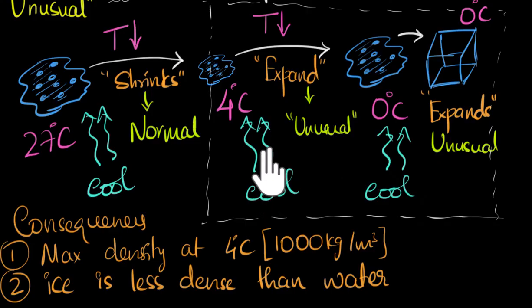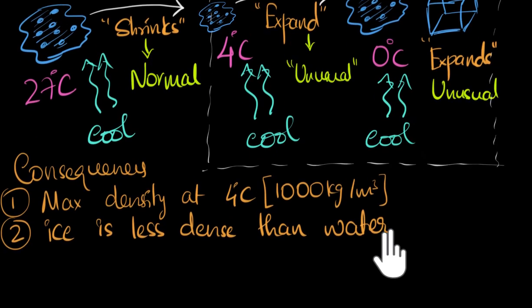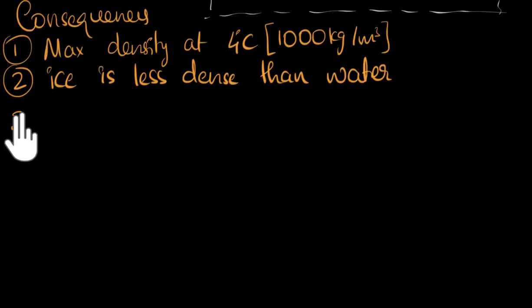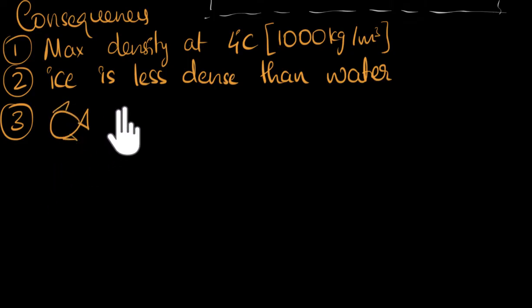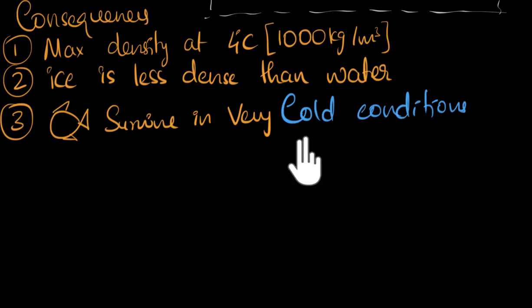But there's another very big consequence because of this anomalous behavior. Let's make a little bit more space for that. All right. So the third consequence is that aquatic life, so let me just draw a fish over here, aquatic life can survive in very cold conditions. Very cold conditions. And here's how that works.